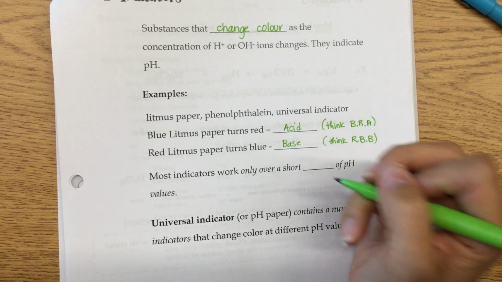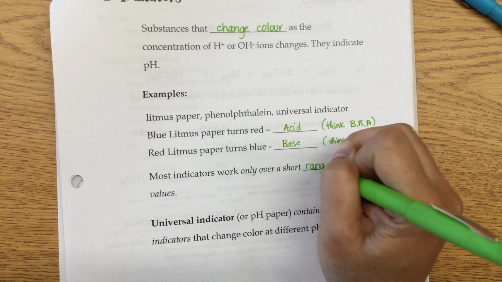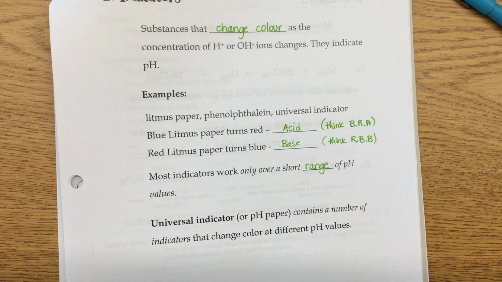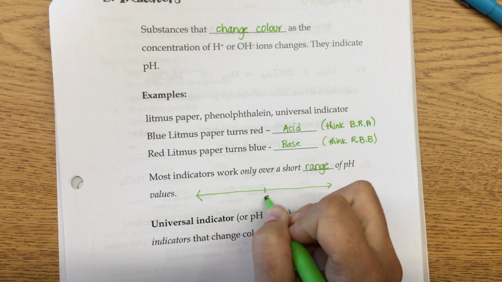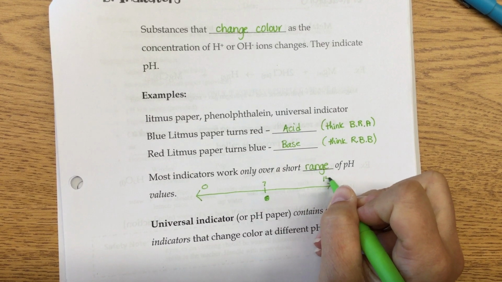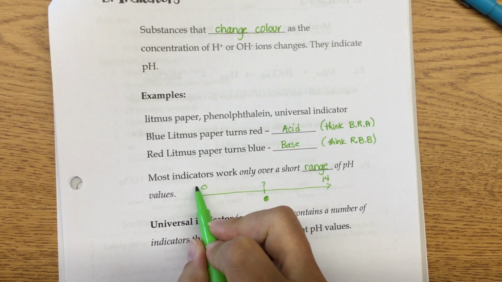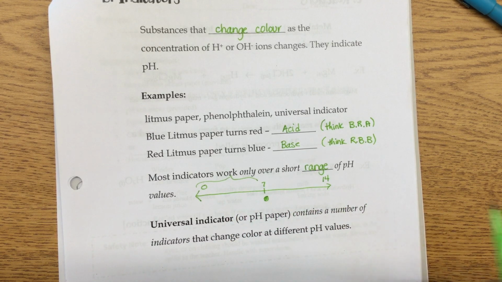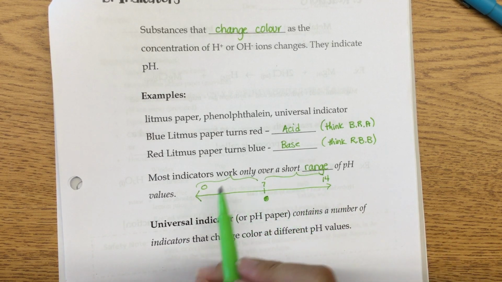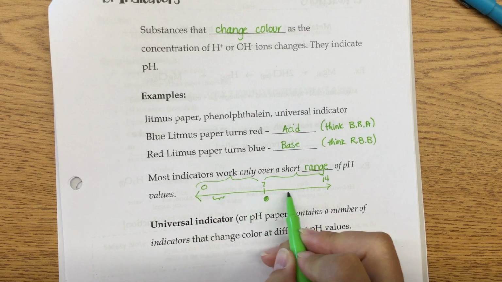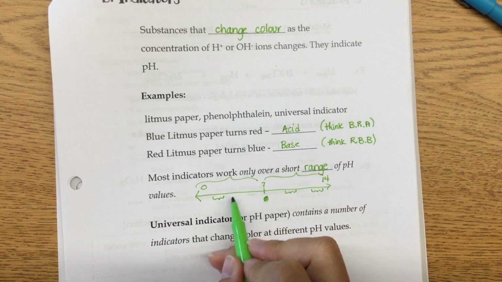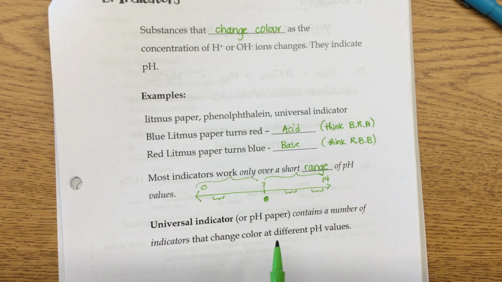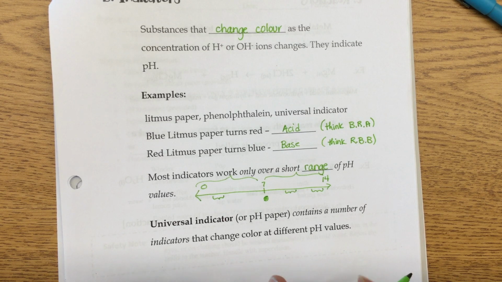Most indicators work over a short range of pH values, so the pH goes from 0 to 14. Litmus paper tells you if it's an acid or a base, but pH paper will tell you very specifically what the pH is, and things like universal indicator will give you general areas. So you'll be able to narrow down what the actual pH is by using a bunch of different indicators.